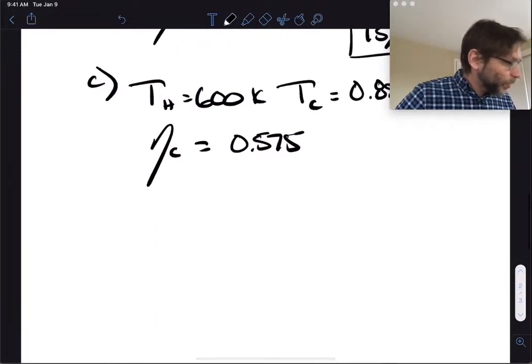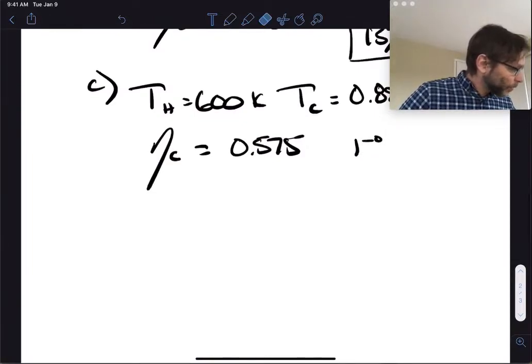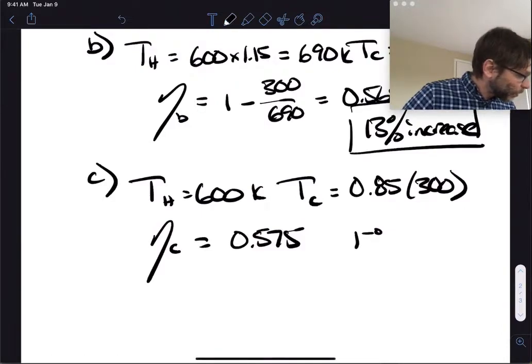So this is a 15%. No, I'm sorry. This is 565. This is a 13%. This is a 15%. Sorry. This is a 15% increase.